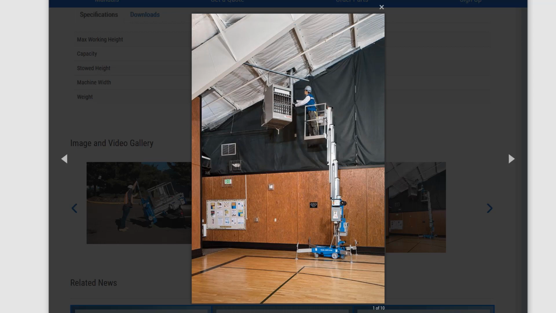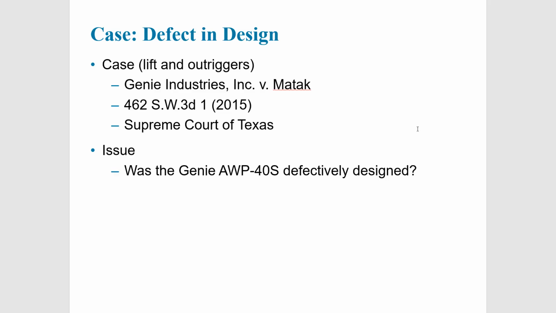And there are warnings all over in the manual and right on the product saying it's very dangerous to try to move the lift or to have somebody up on the lift if the outriggers are not extended. And the men had been fully trained on how to use the lift properly.